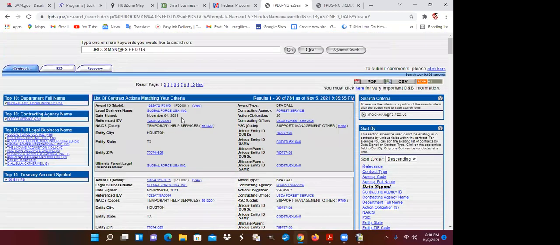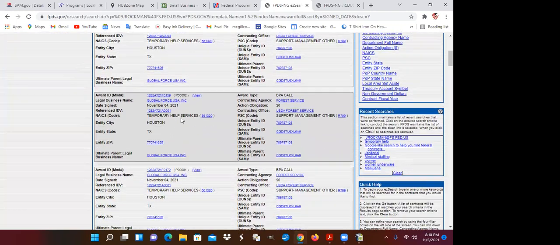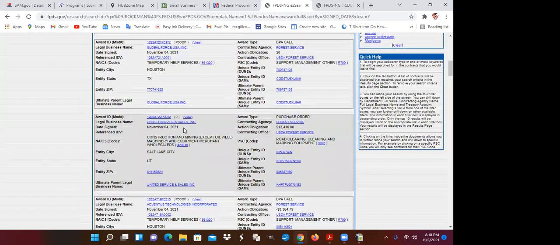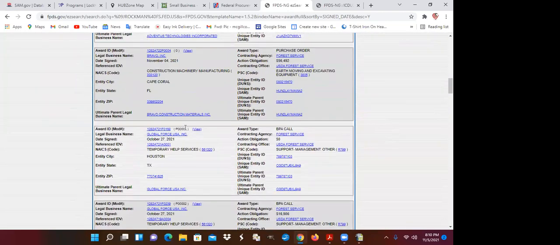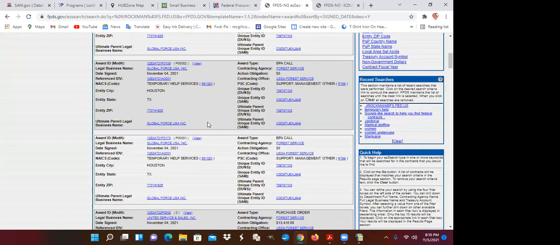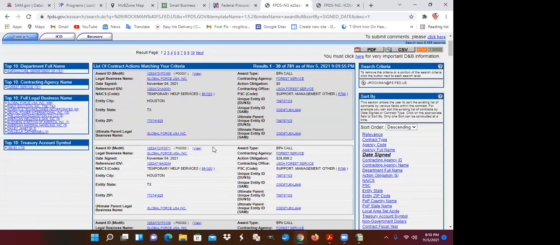And so here's a contract, the one that we just looked at, which was November the 4th. Here's another one for November the 4th. Here's another one for November the 4th. Here's another one for November the 4th. So within just yesterday alone, he has given out 1, 2, 3, 4, 5, 6, 7. He has given out 7 contracts since yesterday. All right.